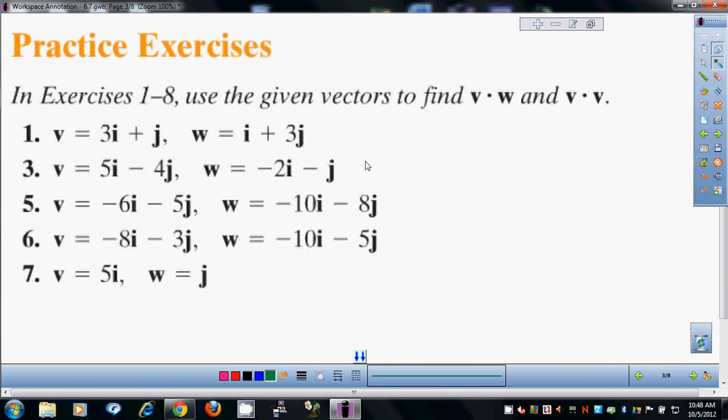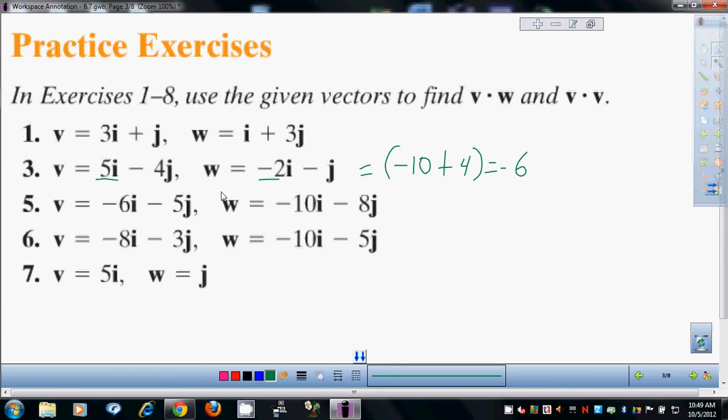Number 3. V dot W. Coefficients of your i values. 5 times negative 2. Negative 10. Negative 4 times negative 1. 4. So your dot product is negative 6. Just a single number. That's really all there is to it. There's like nothing left to do.